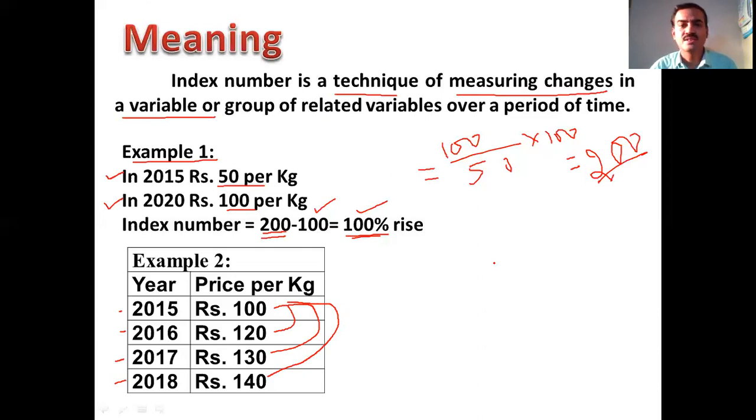So very simply we are saying that index number is nothing but a technique which measures the changes in a variable or group of related variables over the period of time. See here in this particular example, what is the level of increase of this particular commodity from the year 2015 to 2018, that we can measure with the help of the index number. So therefore it is the meaning of the index number.